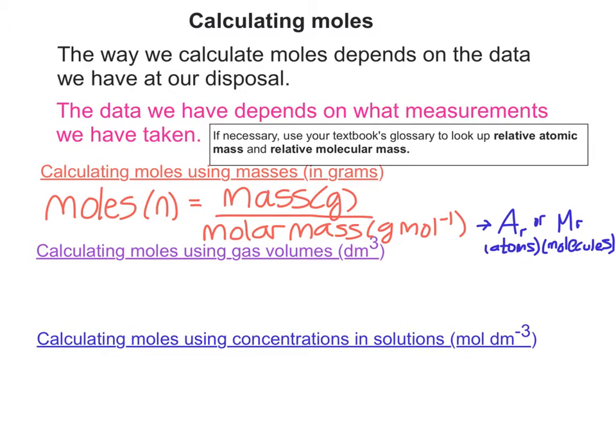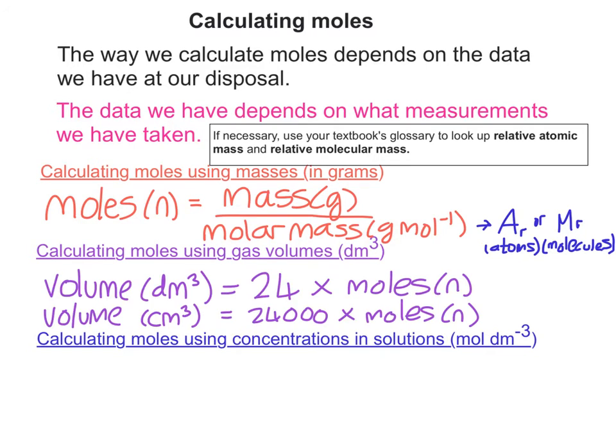So now let's have a look at how we calculate moles using gas volumes. When you're dealing with gas volumes, they can be provided either in decimeters cubed or centimeters cubed. You'll notice that there's two slightly different equations, but they essentially say the same thing. If you've got the gas volume in decimeters cubed, you multiply the moles times 24. If you've got the gas volume in centimeters cubed, the moles are multiplied by 24,000. And that's because there's 1,000 centimeters cubed in 1 decimeter cubed.